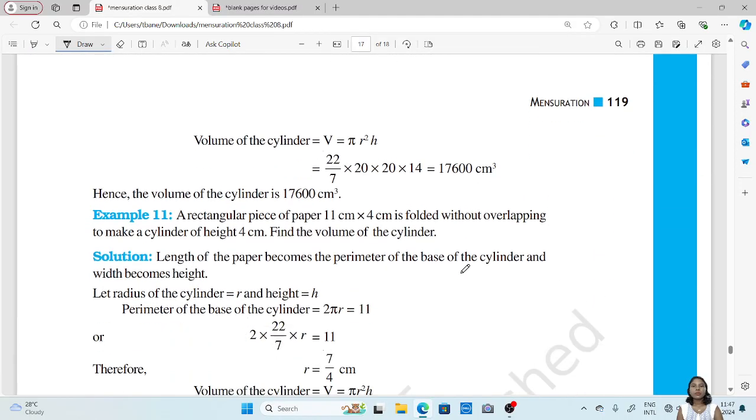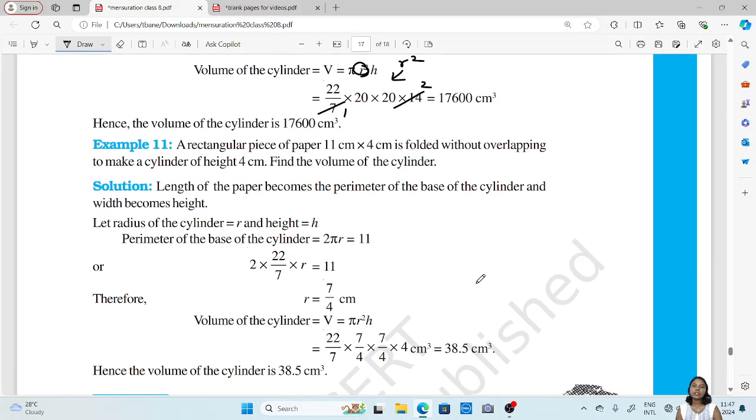So pi is 22 upon 7, into 20 into 20 into 14. This is 20 twice because r is squared. So this you cancel out, and if you multiply this you will get 17,600 centimeter cube. So hence the volume is 17,600 centimeter cube.